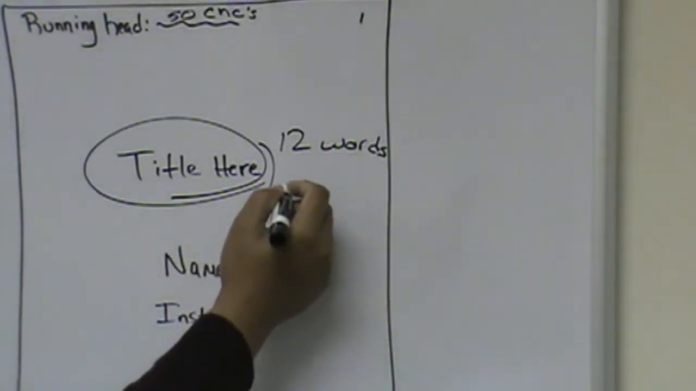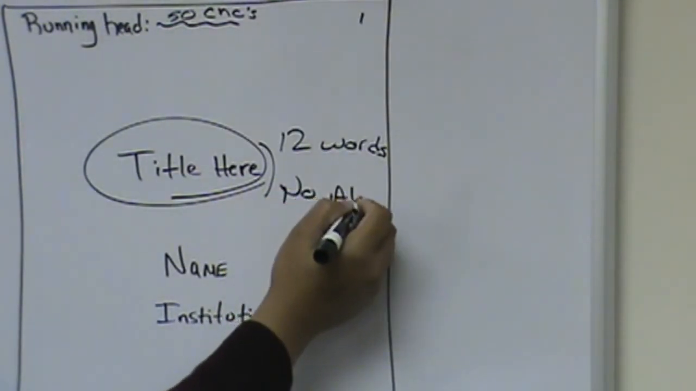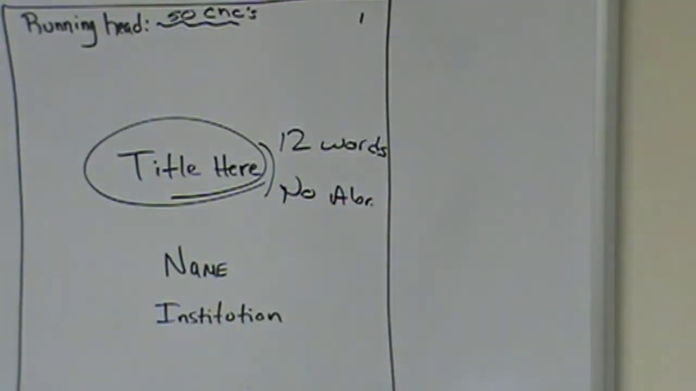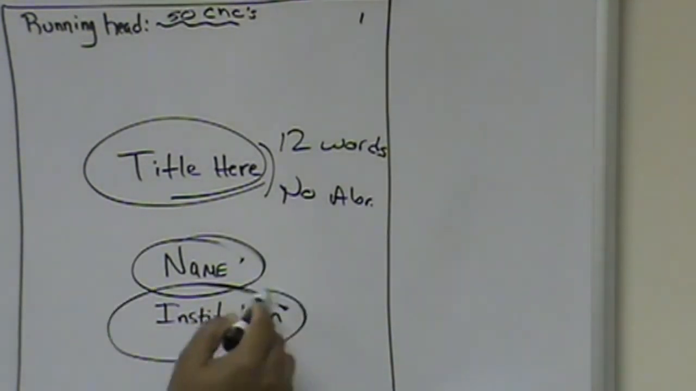And there's no abbreviations, so I'll put no abbreviations here. So if you have a long name or a proper name, that actually has to be spelled out on the title page. Okay? The last thing to note is your name, your author's name, followed by the institution affiliation.